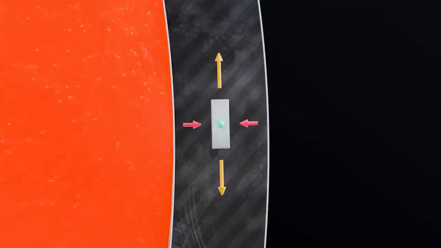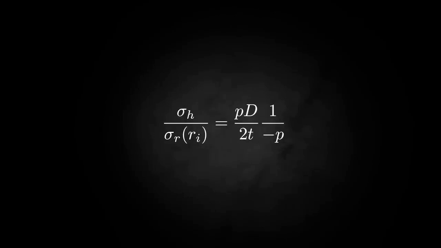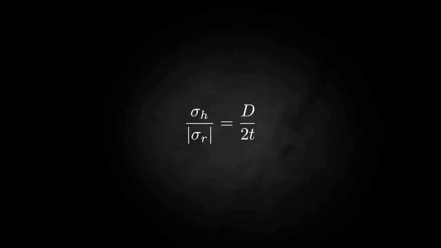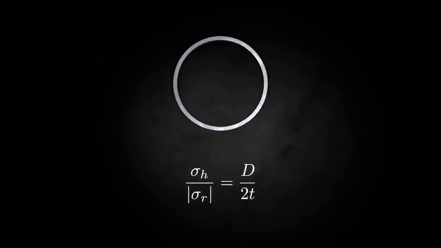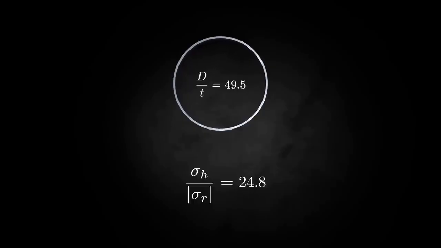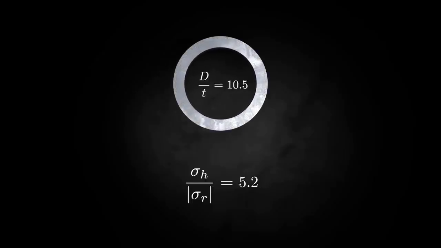To better understand the significance of the radial stress, take a look at the ratio of the hoop stress to the radial stress at the inner wall surface. If the vessel is thin-walled, meaning it has a large D over T ratio, it's clear the hoop stress will become much larger than the radial stress. In this case, it's acceptable to neglect radial stresses. But if the vessel is thick-walled, the radial stress becomes significant relative to the hoop stress and can't be ignored.